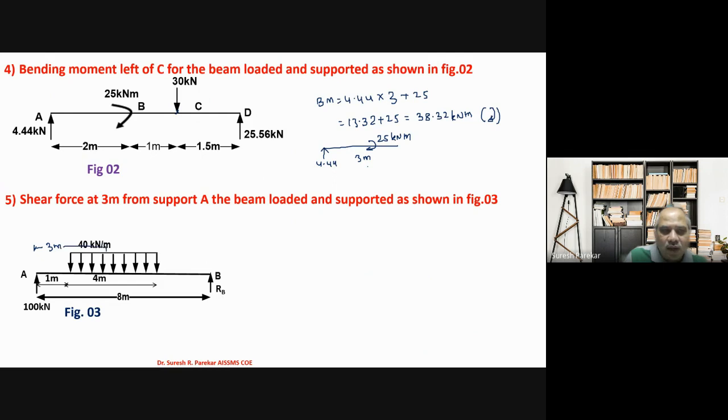So UDL we have to take this is of 2 meter. And if we consider this, then we have this will be 100 kilonewton and then 2 meter we have UDL. So we have UDL and UDL intensity is 40 kilonewton per meter and this is of 2 meter. And then if we find shear force, then we have 100 minus 40 into 2, 80, and then this will be 20 kilonewton. So shear force at 3 meter from support A is 20 kilonewtons.